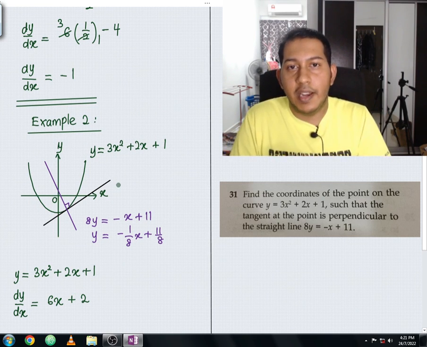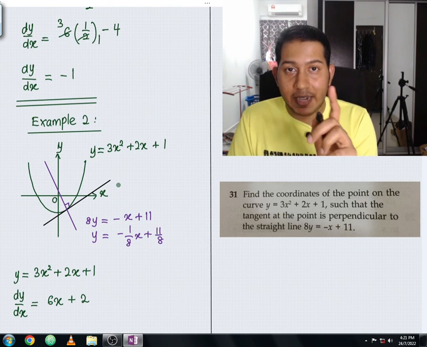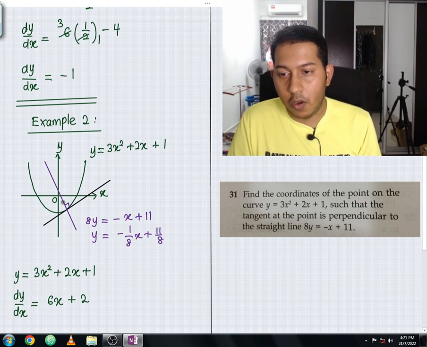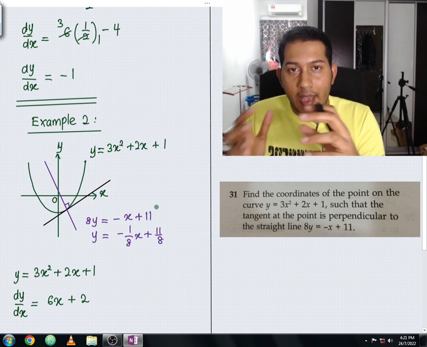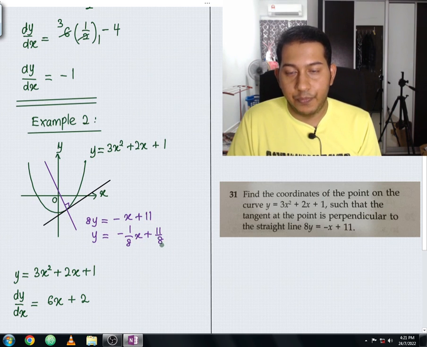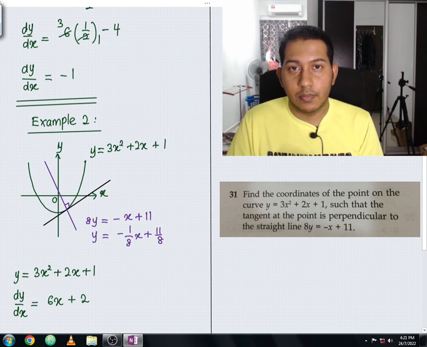So how to find the gradient of the tangent? The question didn't give any coordinate, so it is difficult for us to find, but the question has given us a hint. This normal line, the equation is 8y equals negative x plus 11. When you express it in terms of y, it will be equal to negative 1 over 8 x plus 11 over 8. And remember, these two are perpendicular.